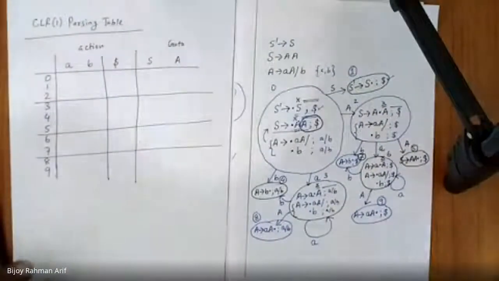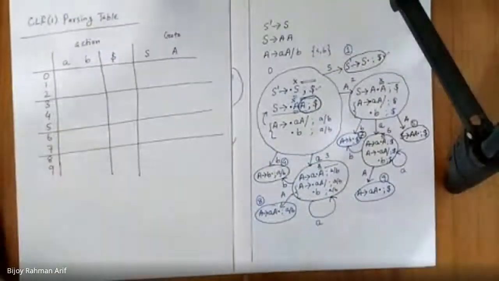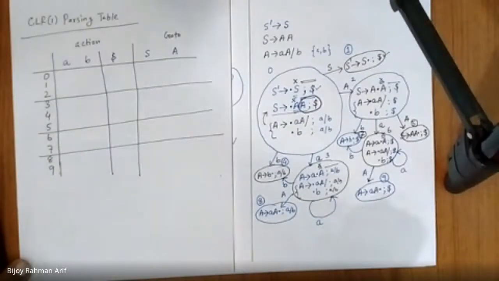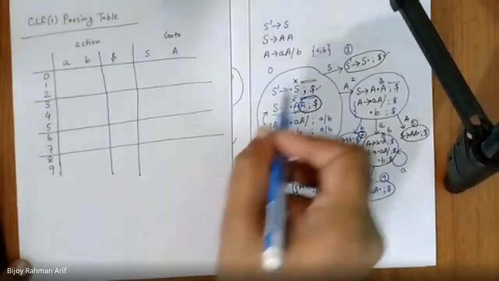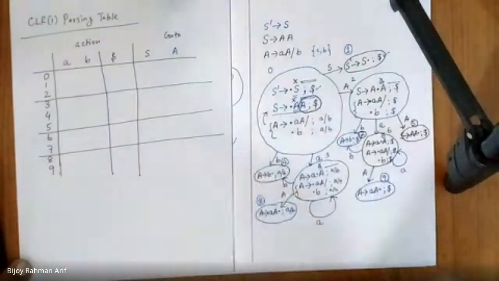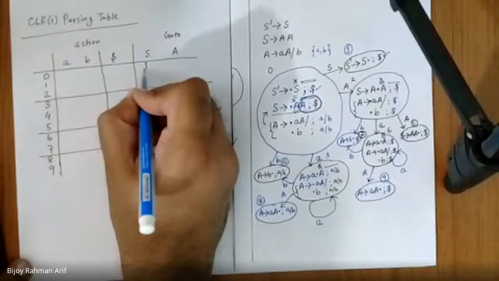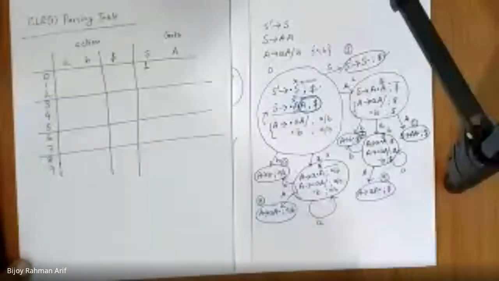Okay. Now tell me, you are going to fill the table. Zero seeing small a, where should it go? Zero seeing capital S, let's start with capital S. Where should I go? State 1. Zero seeing capital A, where should I go?